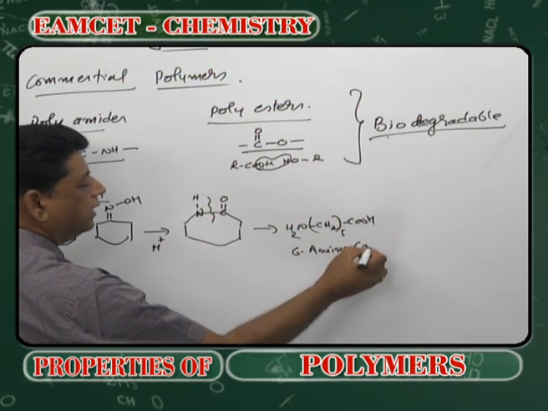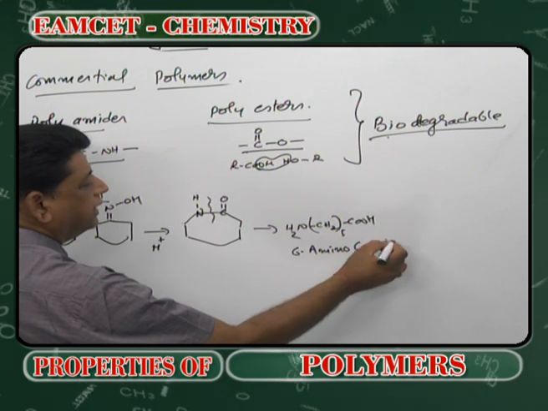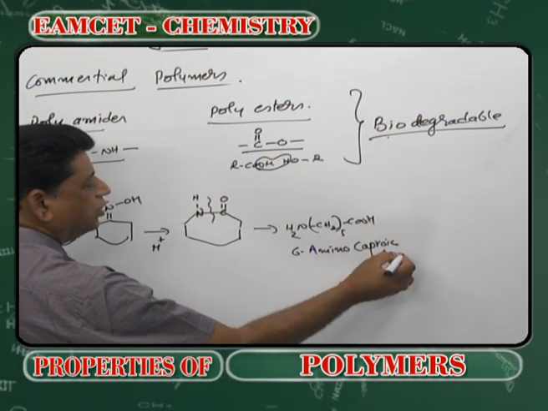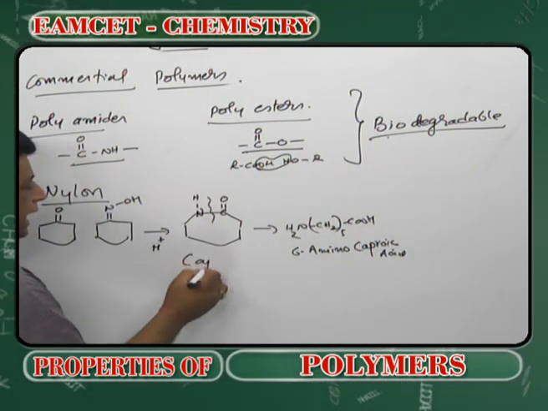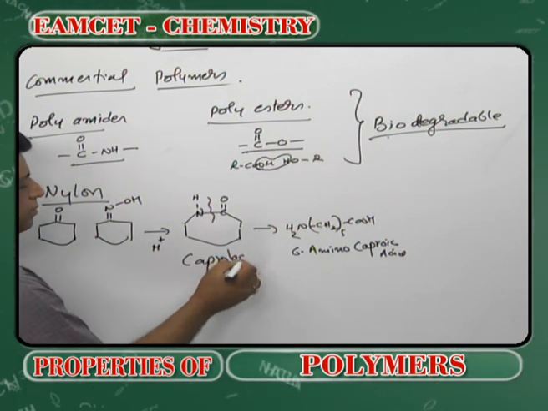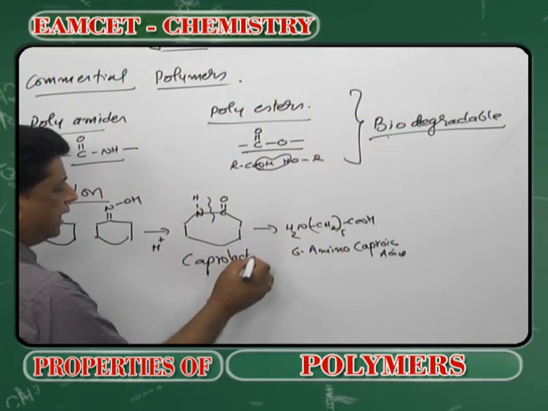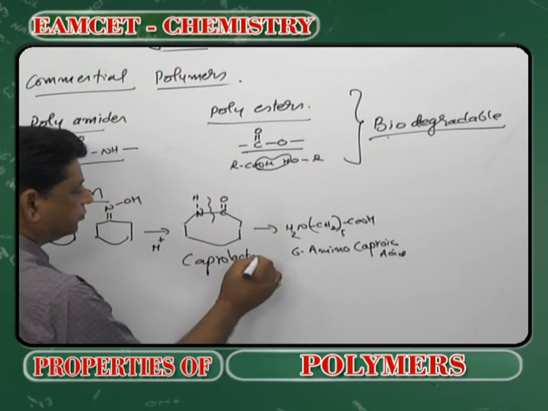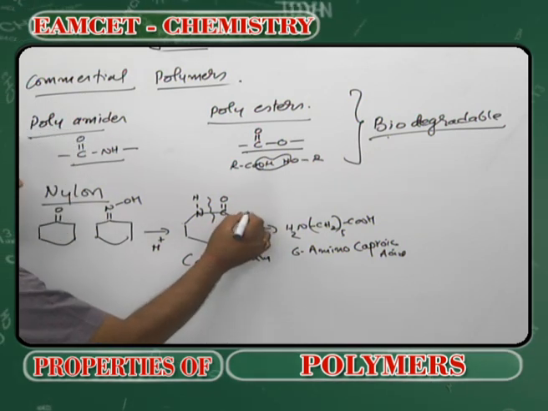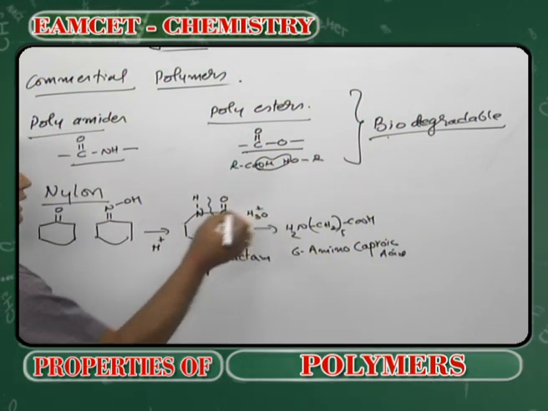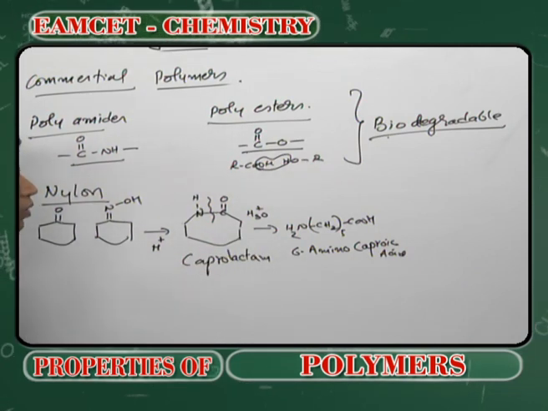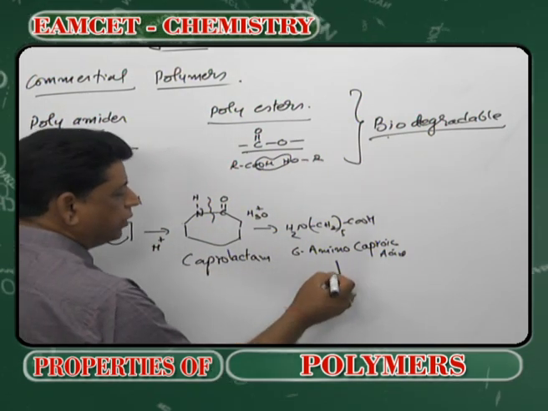The 6-carbon oic acid is commonly called caproic acid. So people said this is a caprolactam. Caprolactam is an internal amide, a lactam. The caprolactam on hydrolysis with acidified water gives this caproic acid, 6-aminocaproic acid.